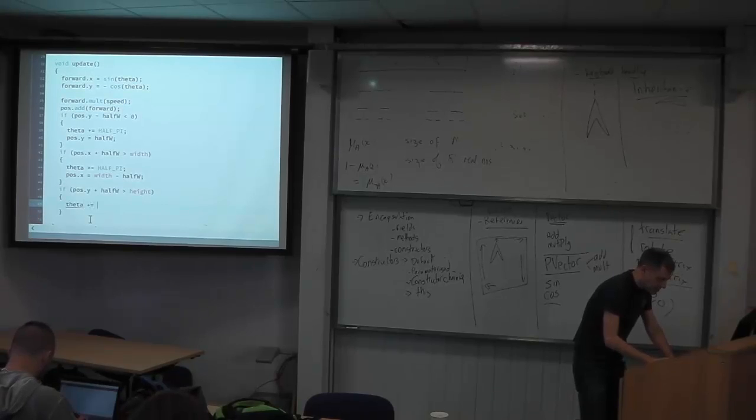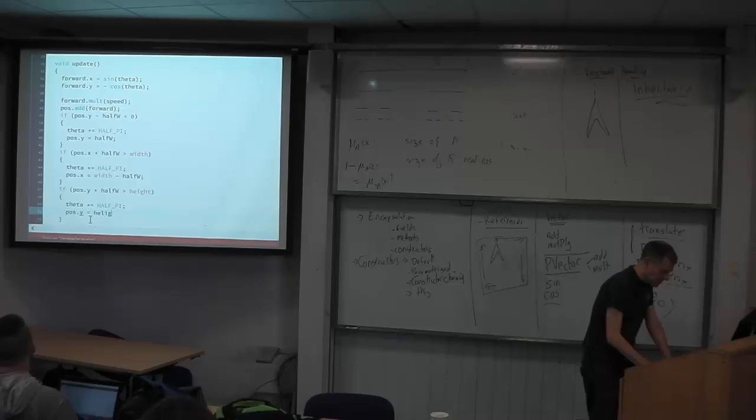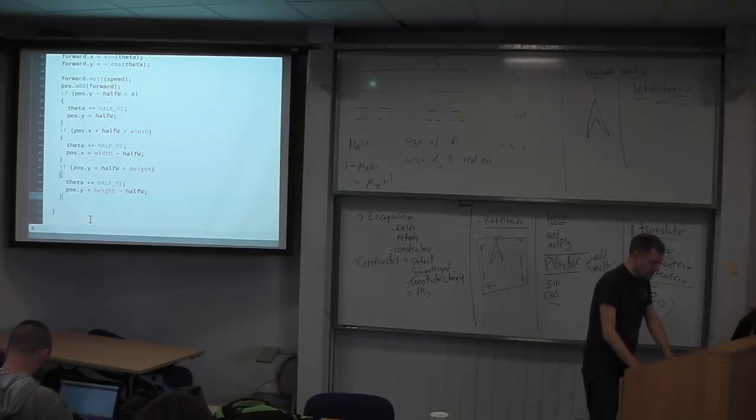Theta plus equals half_pi. So I add another 90 degrees to the angle, and then pos.y is going to be equal to the height of the screen minus half w, to bring it back onto the screen. Now there's loads of ways. You might have come up with your own way to do this, and it's probably just as good as this.